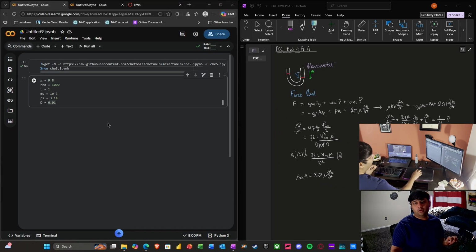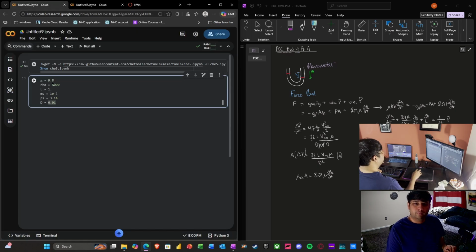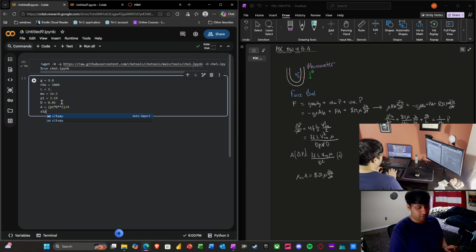So for our coding part, I've already got our library set up and our variables plus our values that we need, which are given right here. So we're going to go ahead and start. To begin, we're going to define our area, which is pi times d squared divided by 4. And then we're going to define our alpha, beta, and gamma.